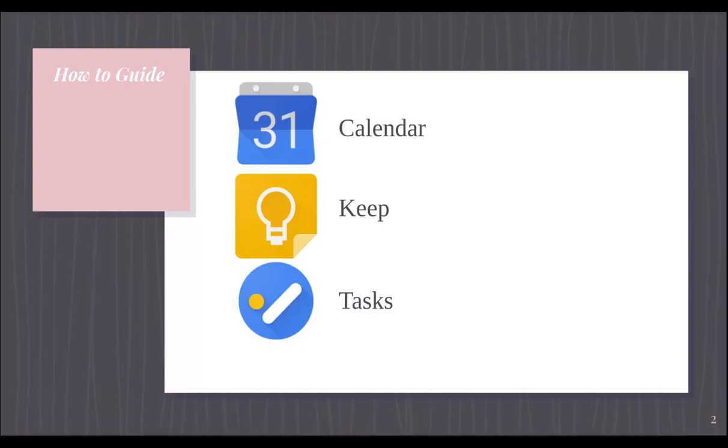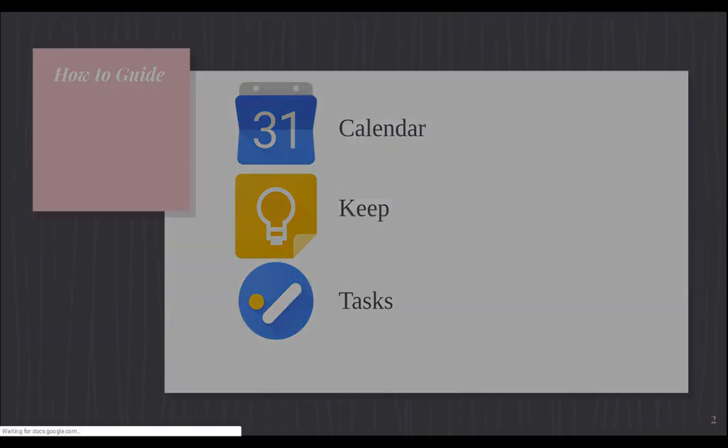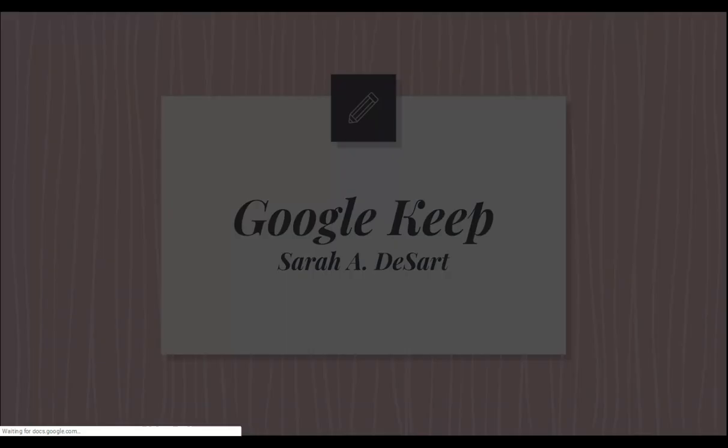In this series, we're going to look at three different apps by Google that will make your life more organized and maybe more productive. So there's Calendar, Keep, and Tasks. In this video, we're going to look at Google Keep.